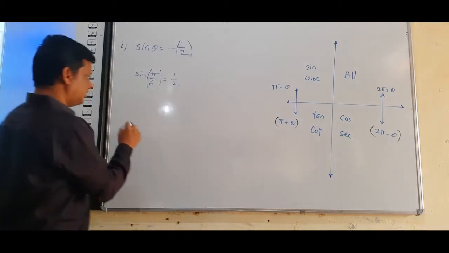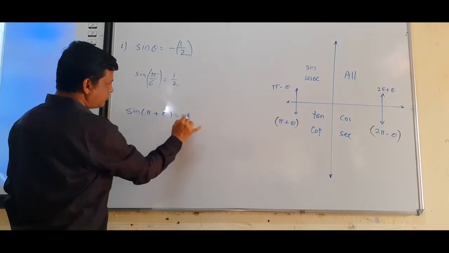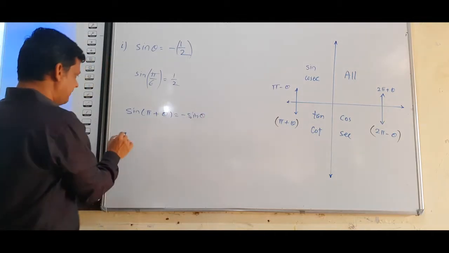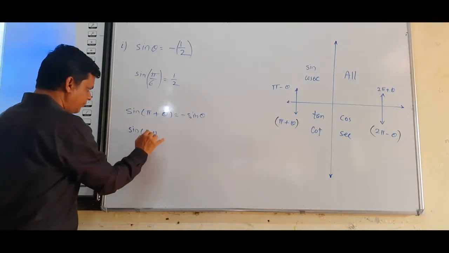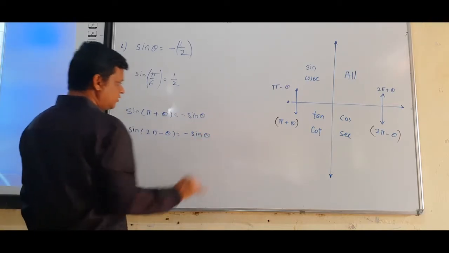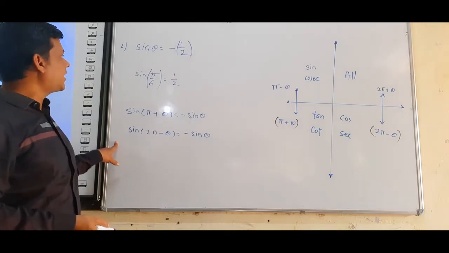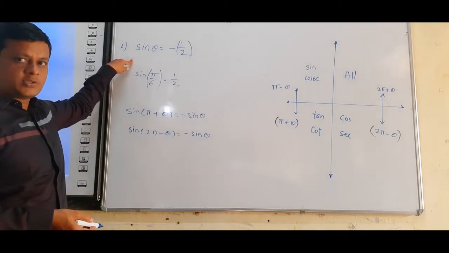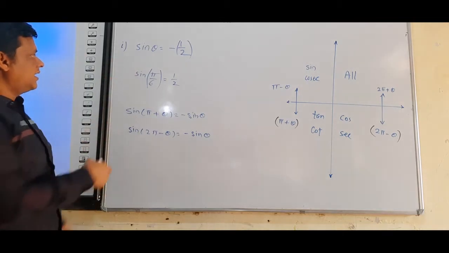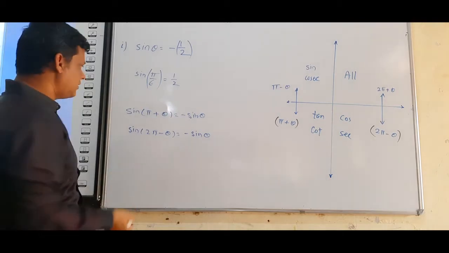So we have to apply formulas from the third and fourth quadrant. That is, sin pi plus theta is equal to minus sin theta, and the second formula, sin 2 pi minus theta, is equal to minus sin theta. So we have to use these two formulas for calculating the principal solution. Which value do we take as theta? This value pi by 6 we have to take as theta.